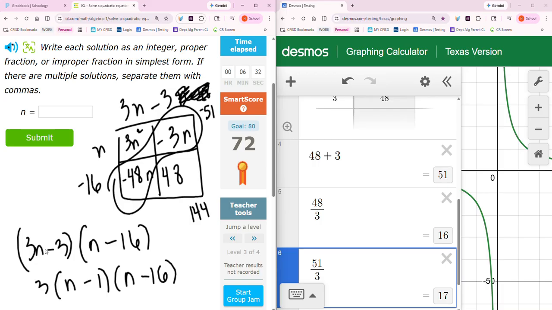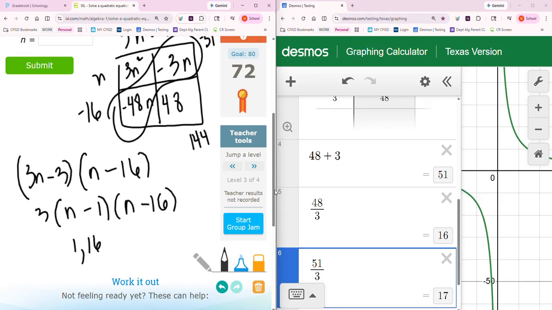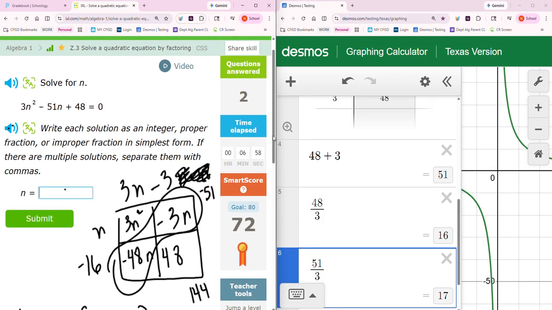That can happen if one of the binomials has what we call a GCF. Then we could have taken out a GCF in the beginning, and that might have made our life a little bit easier. But our solutions are going to be positive 1 and positive 16. This 3 is not going to equal 0 because there's no variable with that monomial. So our solutions are only going to be 1 and 16.